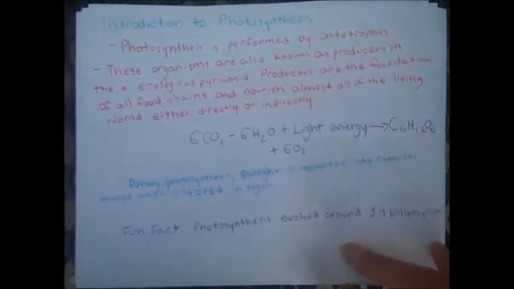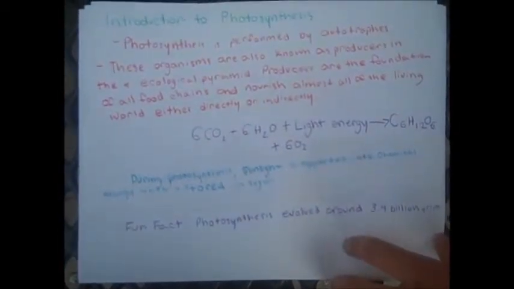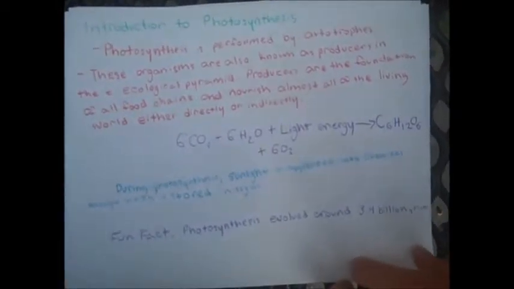Introduction to photosynthesis. Photosynthesis is performed by autotrophs. These organisms are also known as producers in the ecological pyramid. Producers are the foundation of all food chains and nourish almost all the living world, either directly or indirectly.